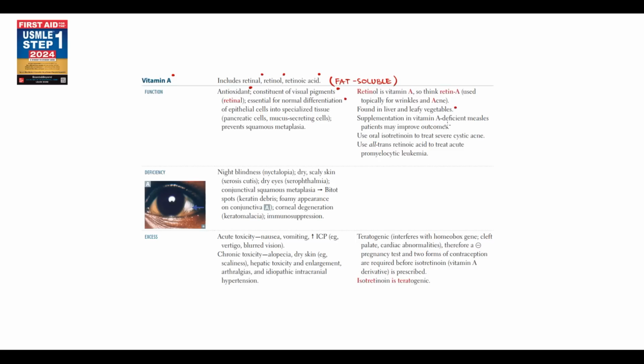There are three major applications of vitamin A in clinical practice. First of all, vitamin A stimulates the immune system. For example, vitamin A can improve outcomes in patients with measles. Also, vitamin A is used in acne treatment. For example, isotretinoin, which is a derivative of vitamin A, is nowadays considered one of the most effective agents for severe cystic acne. And also, ATRA, which is all-trans-retinoic acid, is the first-line agent in treatment of acute promyelocytic leukemia, which is a high-yield fact for examination.